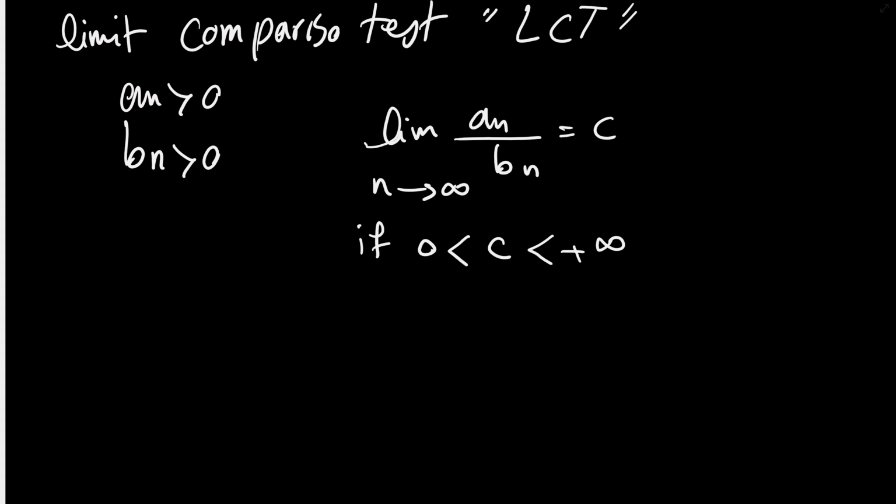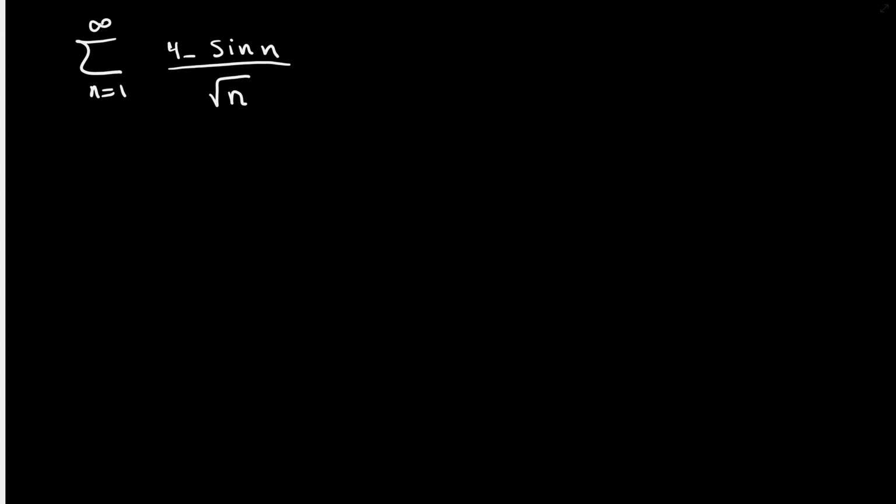Now let's see some examples together. The question here is the summation of (4 minus sine of n) over the square root of n, from n equals 1 to positive infinity. We want to evaluate if this series converges or diverges. Let's use the direct comparison test and check if it converges or diverges. By the direct comparison test, first of all, I need another series to compare with (4 minus sine of n) over the square root of n.